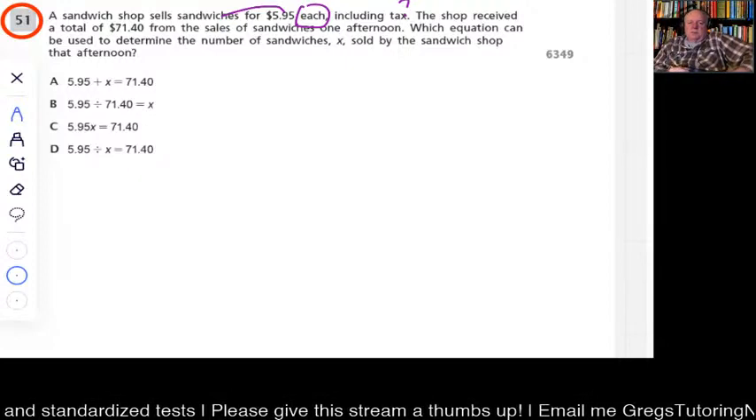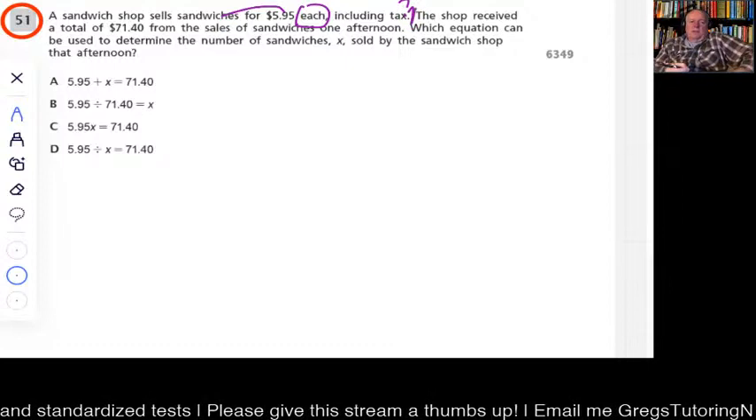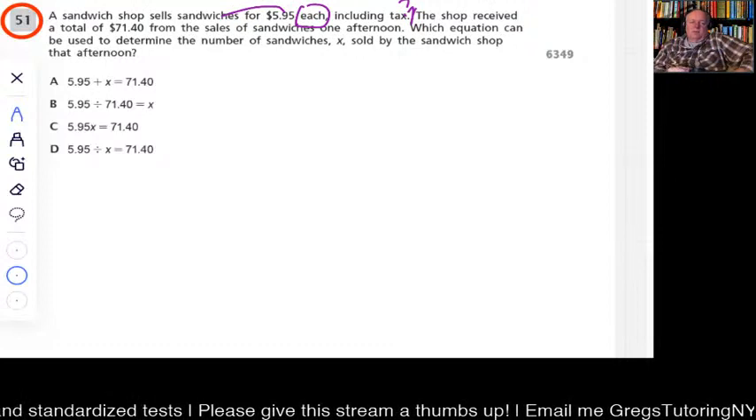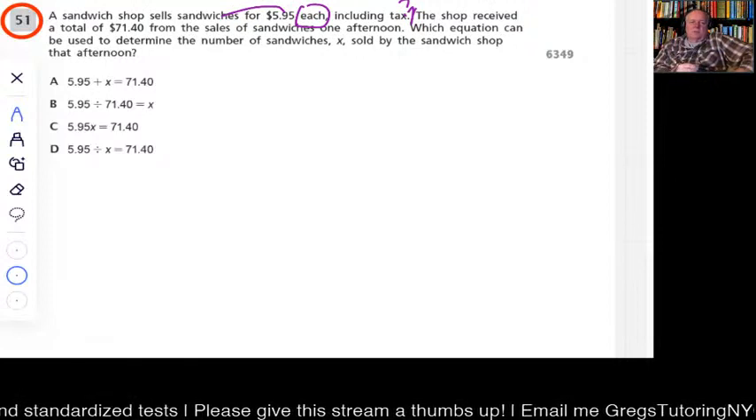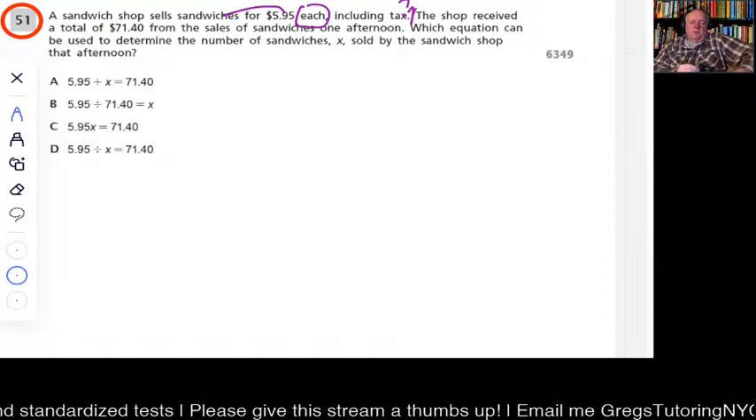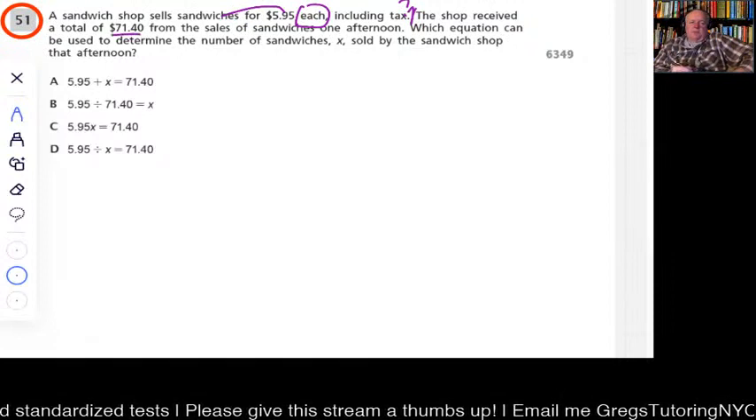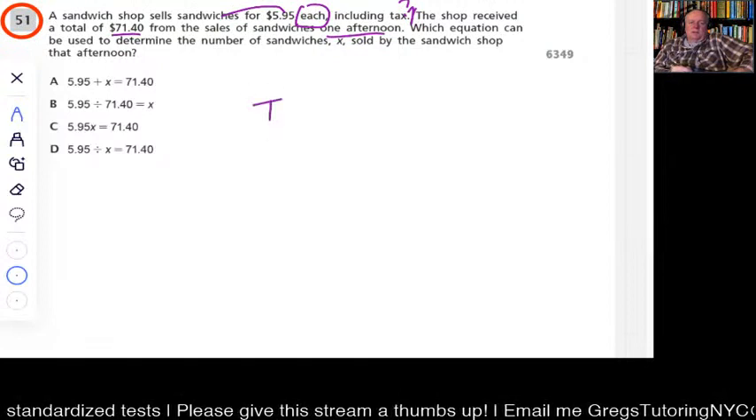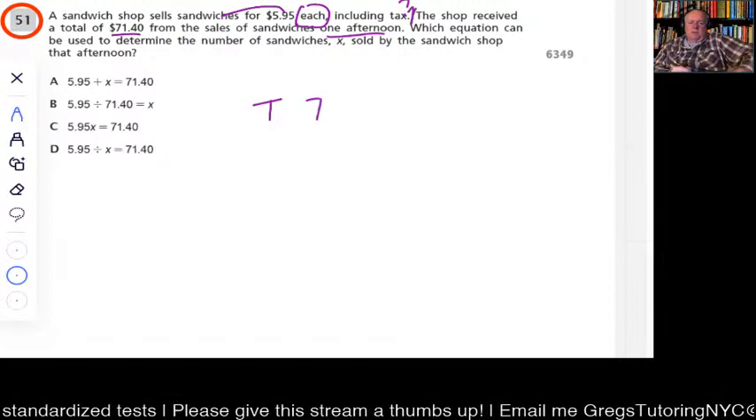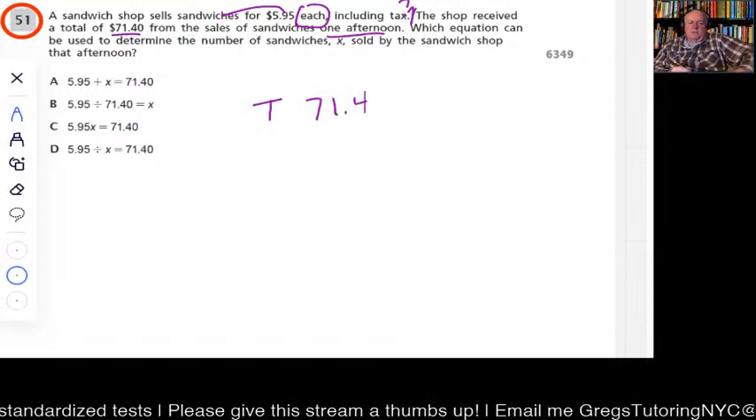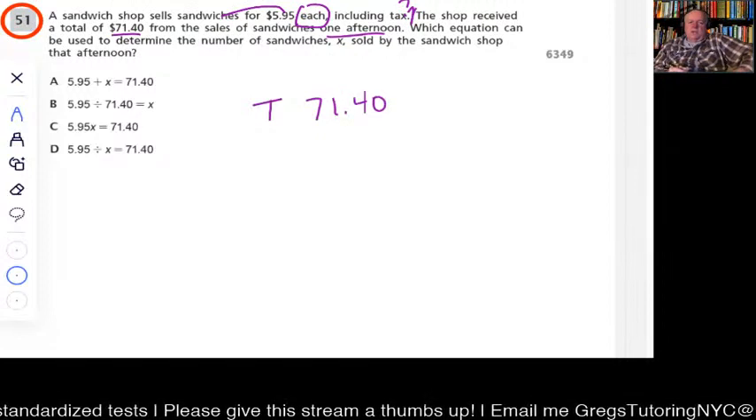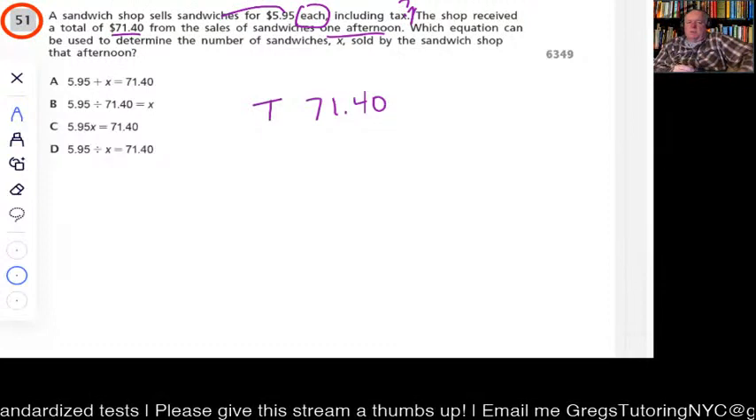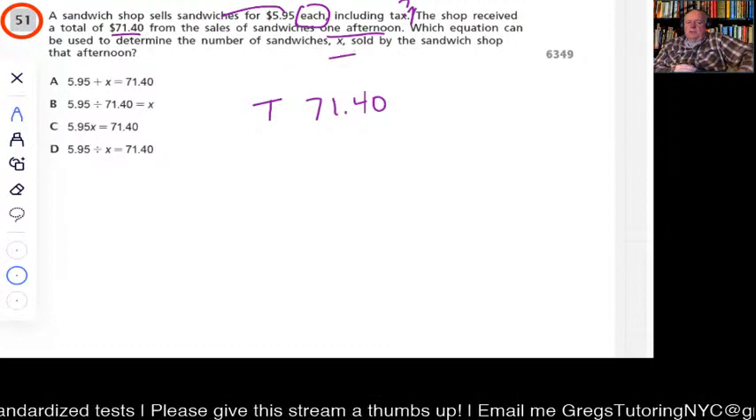So we're at the end of this thing. What did we learn here? That the full price of a sandwich, including its tax, is $5.95. The shop received a total of $71.40 from the sales one afternoon. So the total income was $71.40. They're not asking you to even solve anything here. Which equation can be used to determine the number of sandwiches sold by the sandwich shop that afternoon?